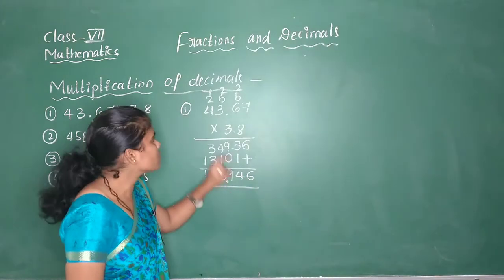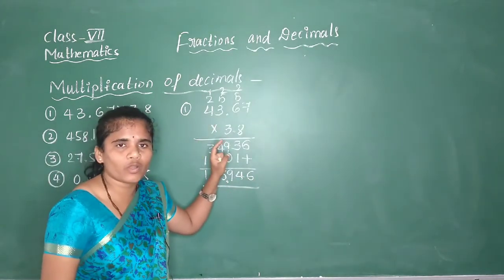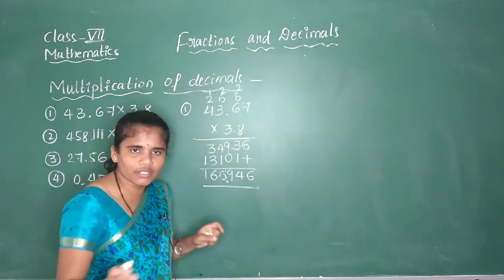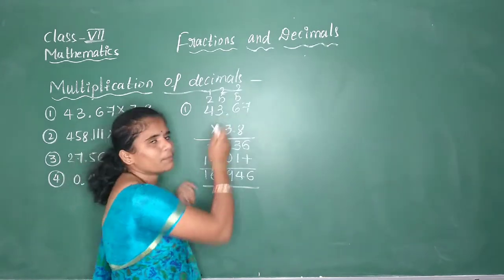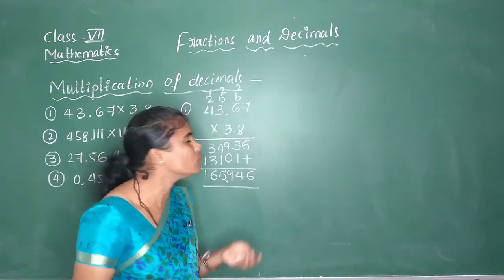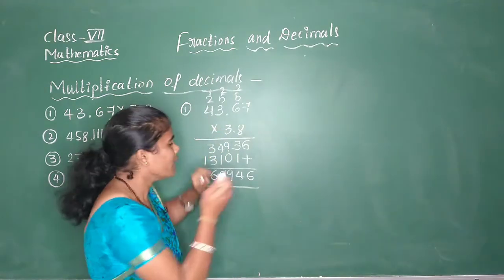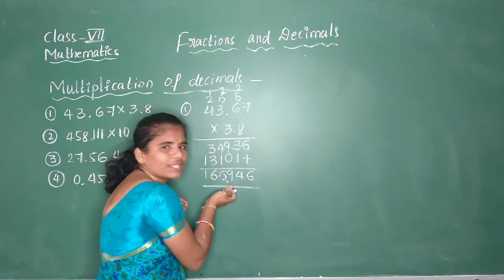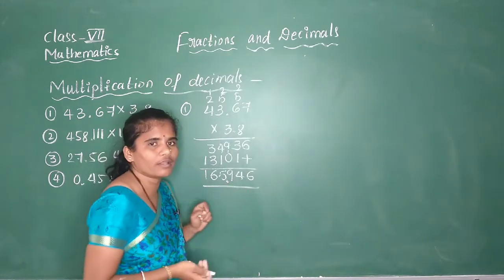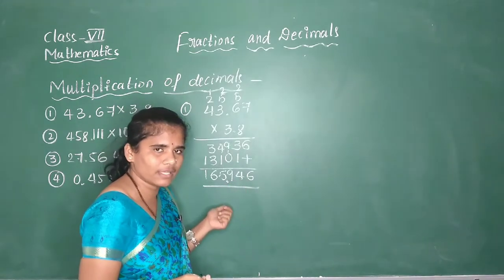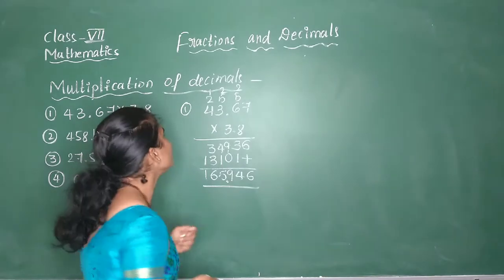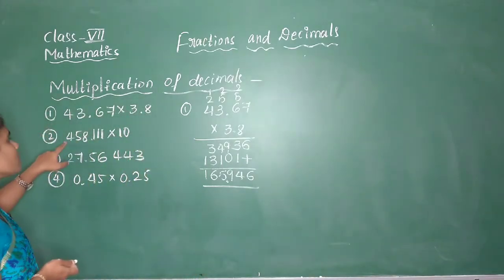165.946. First ignore the decimal point, leave it. First multiply these two numbers. At the end of the result you can put the point, then we will get the correct result. Okay, next is the second question.